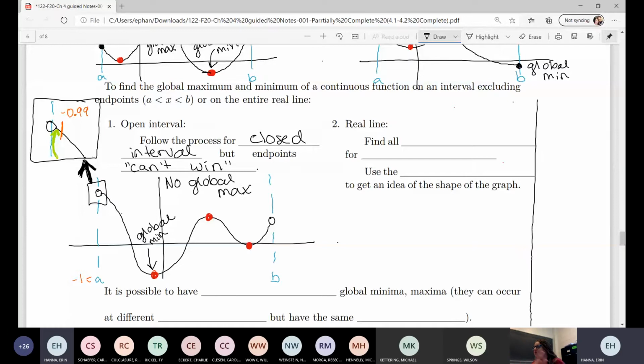But anyway, if we're talking about the entire real line, what we're going to do is find all the y values of the critical points. Sometimes it'll turn out that you actually don't need them, but you should find them in case you do need them. And then what we're going to need to do is use the derivative sign chart.